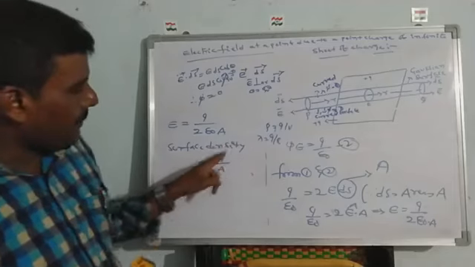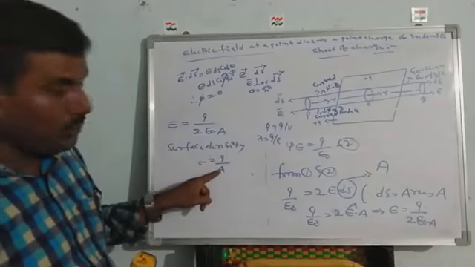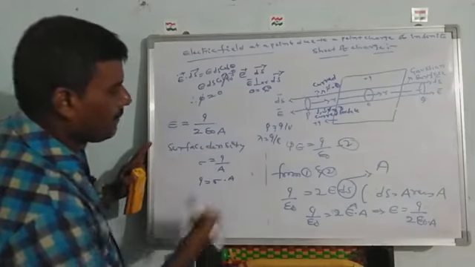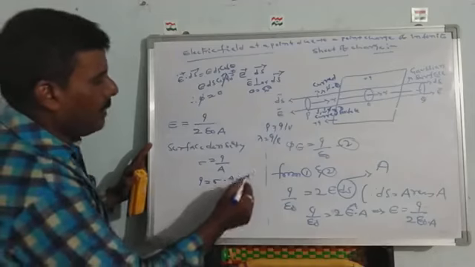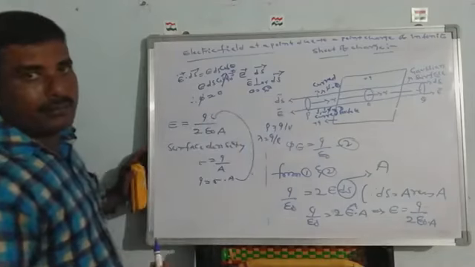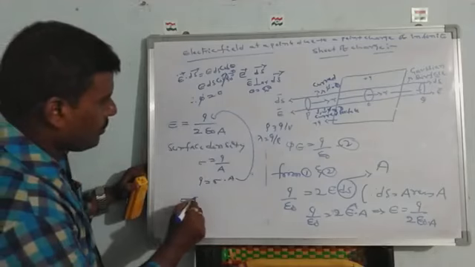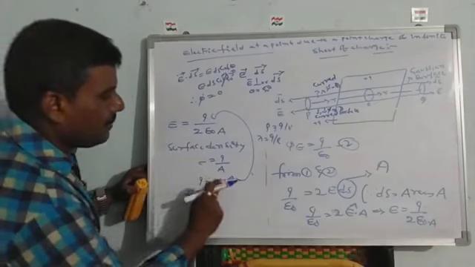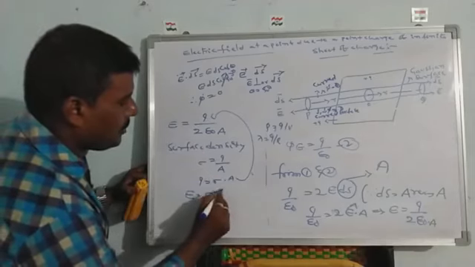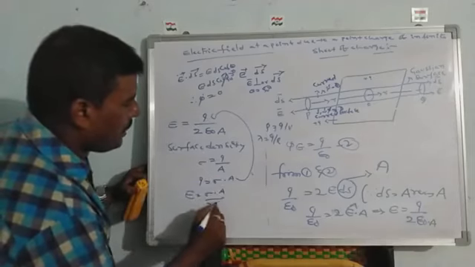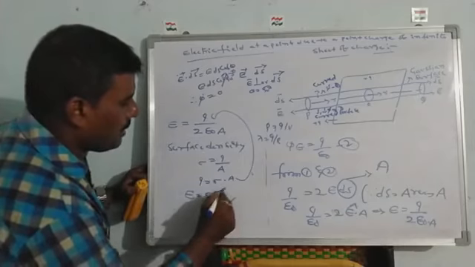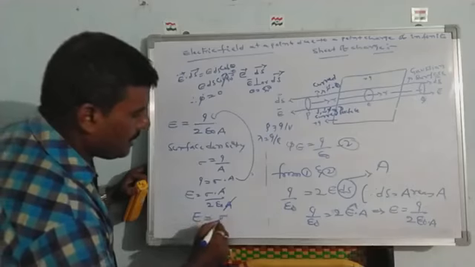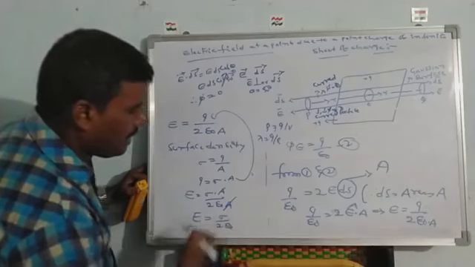So here the surface density sigma equals Q by A, so Q equals sigma into A. That value is substituted in the equation. E equals sigma into A by 2 epsilon naught into A. Therefore the intensity of electric field is sigma by 2 epsilon naught.